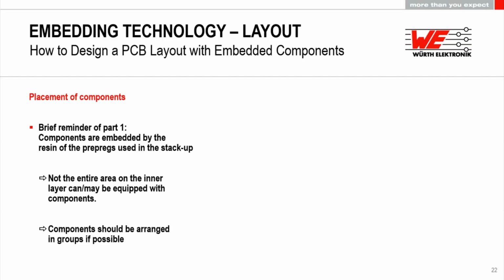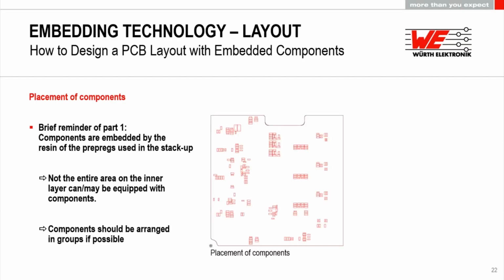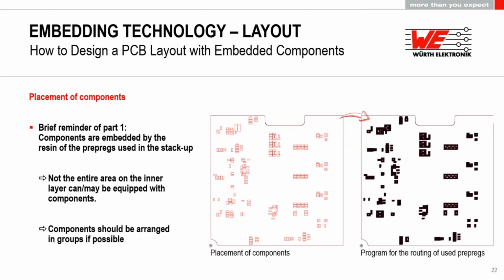And best would be to group the components as you see it here. This grouping serves different purposes. On the one hand, we can make sure that all these areas are filled with resin from the prepregs. And on the other hand, we do not have that much effort when we create the mechanical programs for the routing or the drilling to create those cutouts for this virtual cavity. So based on this information, we create these programs and can start and use them in the manufacturing.